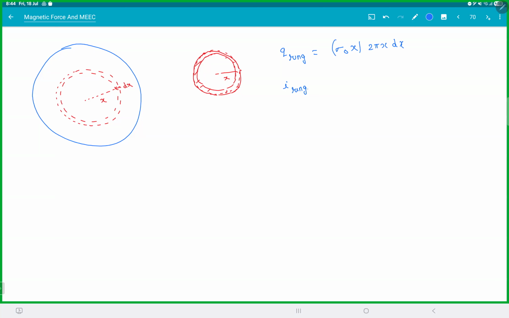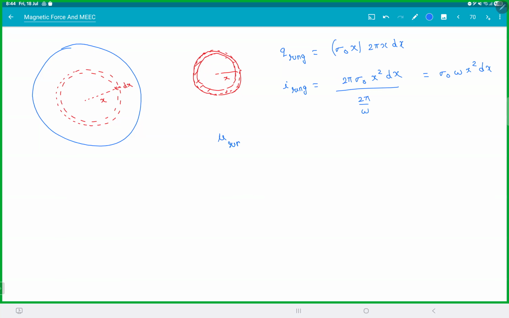What is the current on the ring? Current on the ring will be the charge on the ring, which is 2 pi sigma naught x square dx, by time. Time is 2 pi by omega. 2 pi will cancel. You end up with sigma naught omega x square dx. Now, what is mu of the ring?